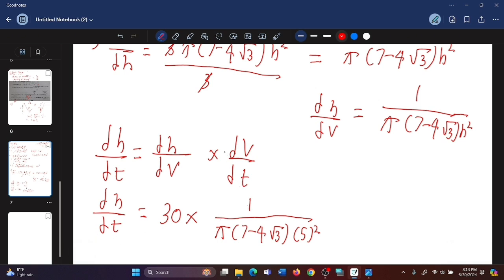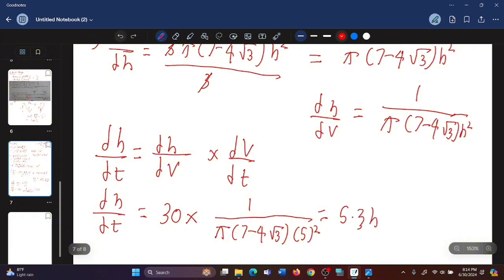This rate of change is a bit more complicated, so you might want to rewatch this part of the video to remove all your confusions regarding this rate of change. If we put this into the calculator, we get 30 by pi (7 minus 4 root 3) times 5 square. So we get 5.32, which is actually the answer to our question.